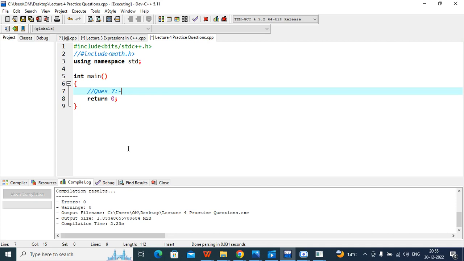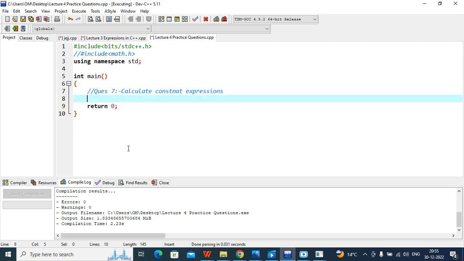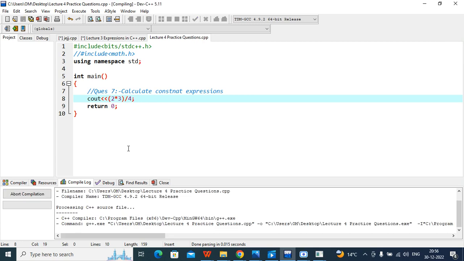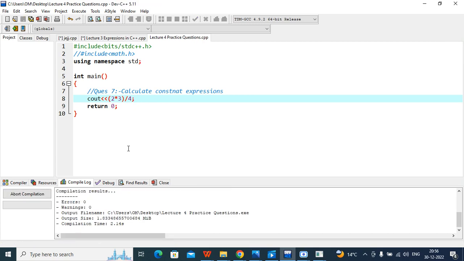Okay, now let's move on to the seventh question. Calculate constant expressions. The expression is 2 into 3 by 4. What do you think? What will it give? Let us check.